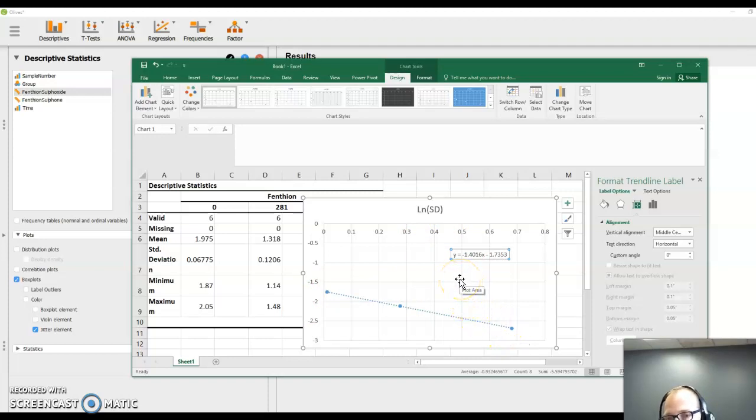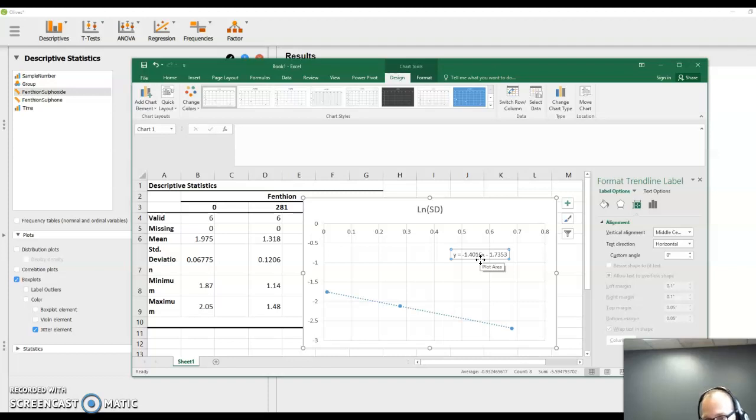And the specific power of our transformation, so we're going to take all the Fenthion data to a certain power. What power would that be? It would be 1 minus the slope of the trend line we just found. The slope of the trend line we just found is negative 1.4. So that would be 1 minus negative 1.4, or 2.4. So our diagnostic here is telling us that maybe we should consider raising every data point in our data set to the power of 2.4.